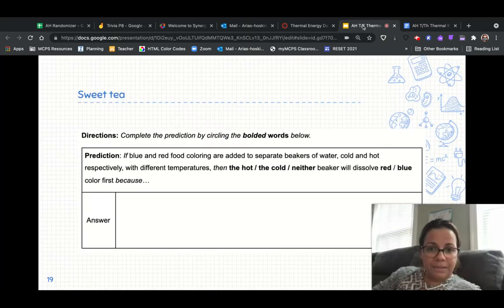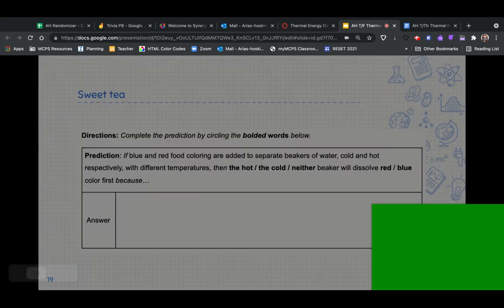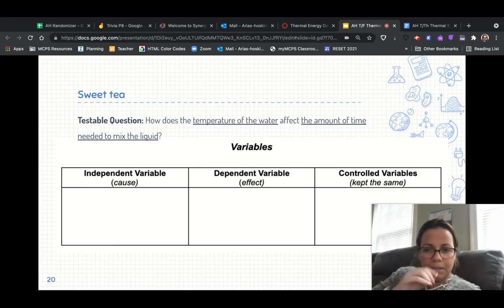Now, let's go back in here because then I want to show you the video. Actually, let me continue with this part. Let me think about this again. Let's do the testable question. How does the temperature of the water affect the amount of time needed to mix the liquid?